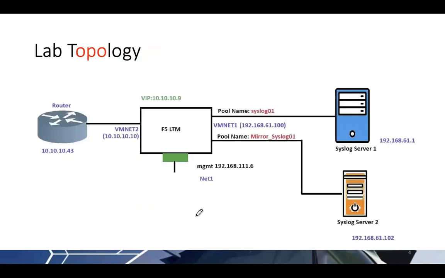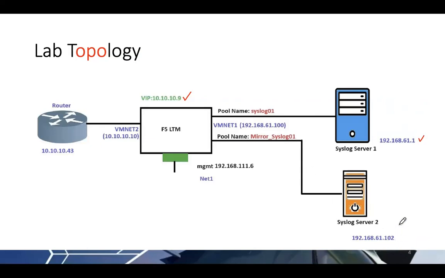Well, my lab topology is pretty simple. I have a router which has an IP of 10.10.10.43. It contacts the F5 load balancer, which has a self IP of 10.10.10.10 and a VIP of 10.10.10.9. The primary pool member behind the load balancer has an IP of 192.168.61.1, and I've called it syslog01. The self IP of this F5 is 61.100, and the mirror or clone pool member is 61.102.